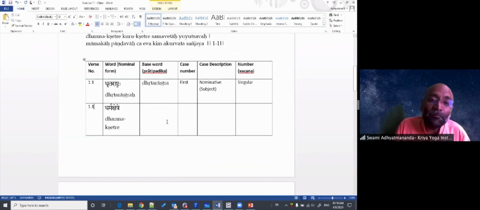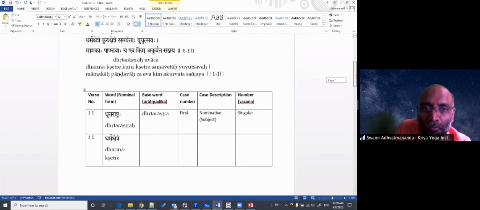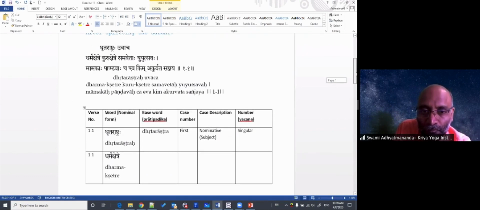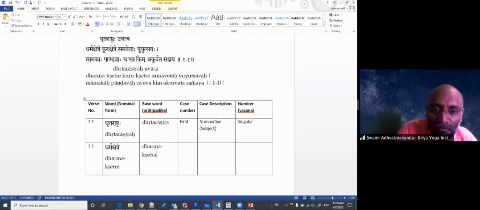You always may not be able to make the right guess, remember, and it's okay. It is just a beginner's practice, and if you make mistakes, I'll show you how you can find out the correct answer. So dharma kshetre, here the base word, or pratipadika as it is called in Sanskrit, becomes dharma kshetra. This is the case number 7th.